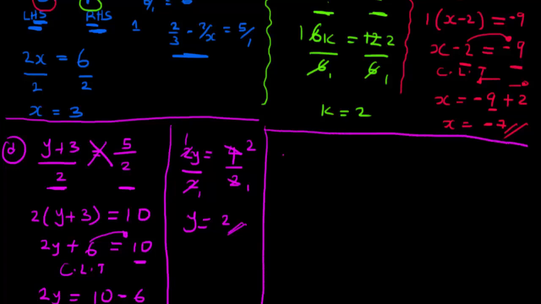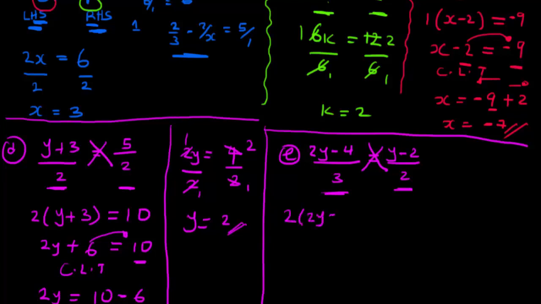So let's do this. I have (2y minus 4) all over 3 equals (y minus 2) all over 2. Perfect. So one fraction here, one fraction here, I cross multiply. Now look, 2 is multiplying 2 entities, 3 is multiplying 2 entities, so I put them in brackets. 2 into bracket 2y minus 4 equals, this is multiplying this, so 3 into bracket y minus 2.